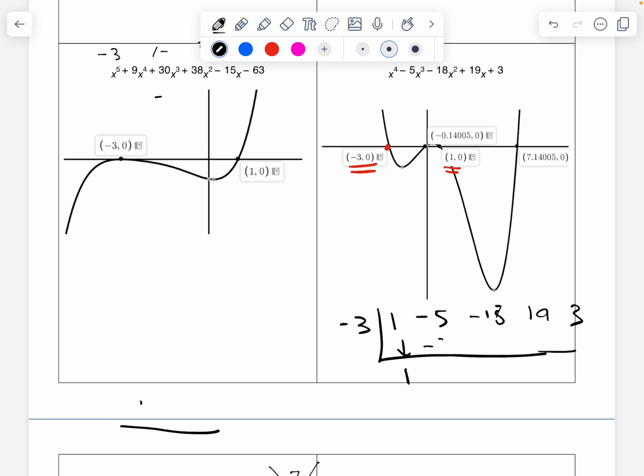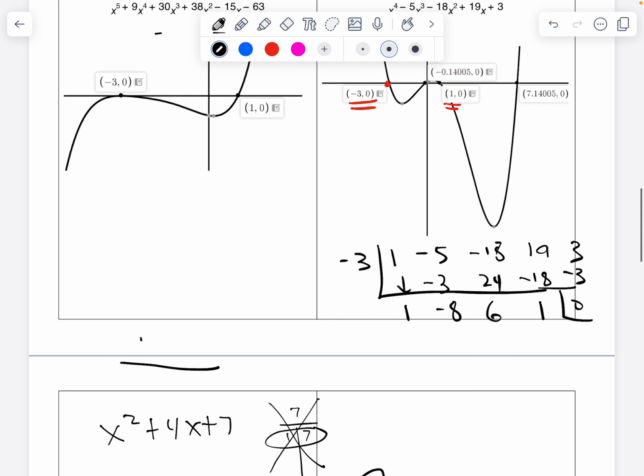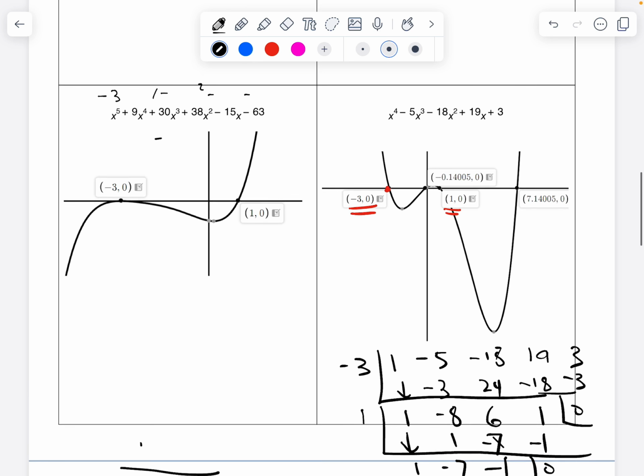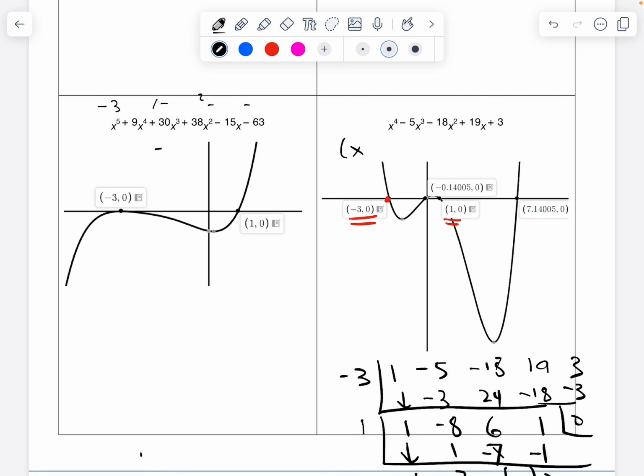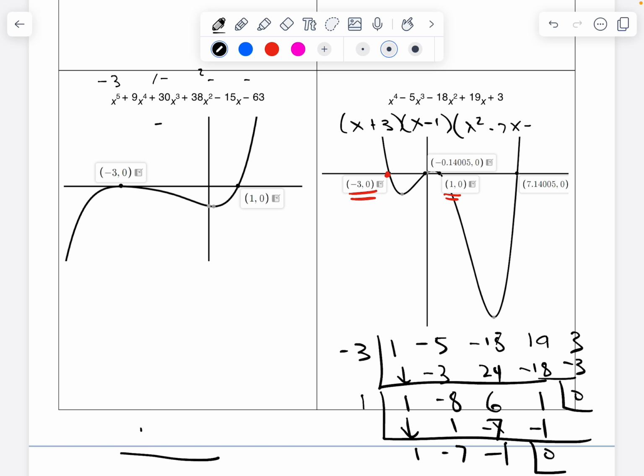So that comes down, -3, -8, 24, 6, -18, 1, -3, and 0. So we've taken the -3 out of it. Let's take the 1 out of it. So bring that down 1, 1, -7, -7, -1, -1, 0. So what happens is if we take out an x plus 3, remember to flip the signs, we take out an x minus 1, then what we're left with is x squared minus 7x minus 1.